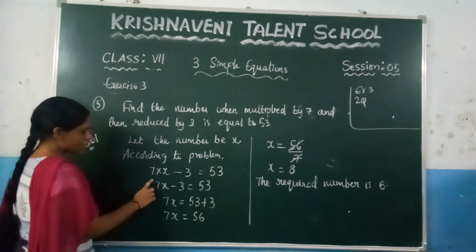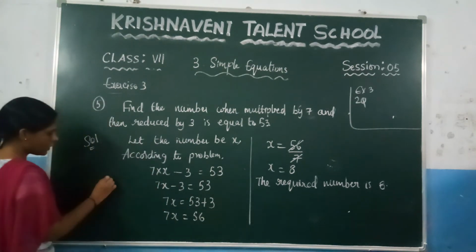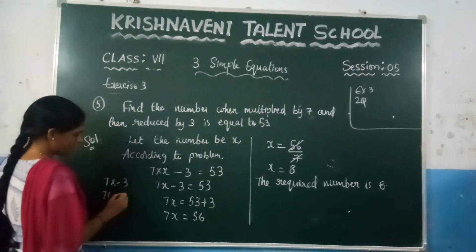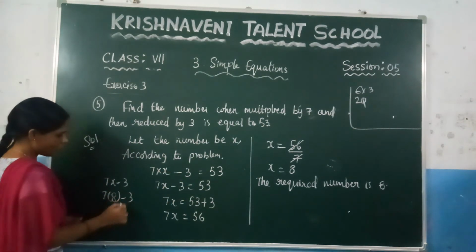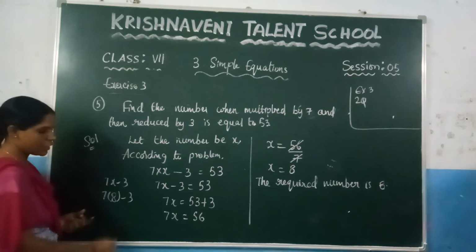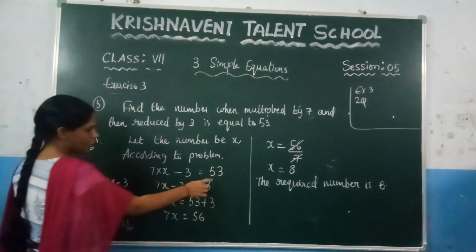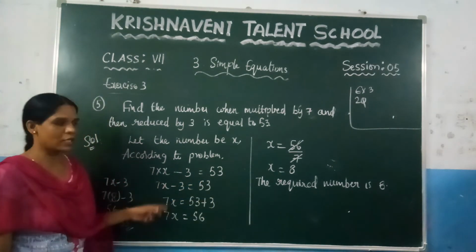What is the LHS here? It is 7x minus 3, right? If you put the value of x, which we got as 8, 7 into 8 minus 3. What is 7 into 8? It gives you 56, minus 3, which is nothing but 53. Here you can observe that we got the same thing. So what we have done is correct.